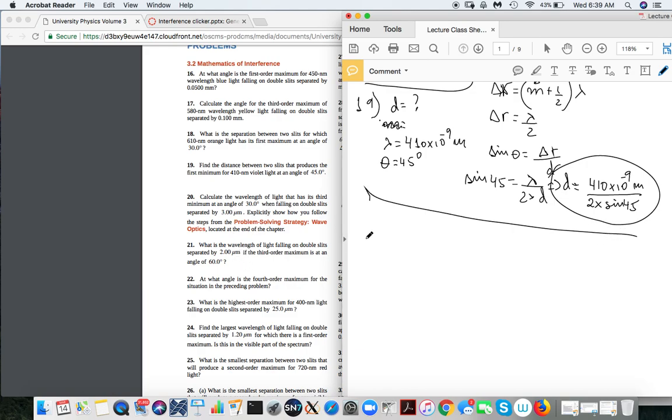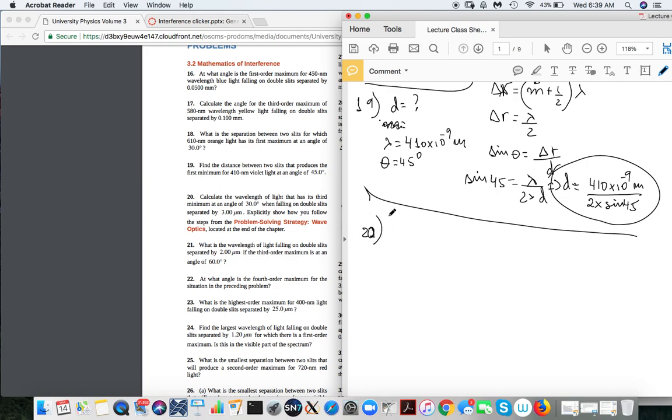How about 21? What is the wavelength? I never know which ones you have solutions. Is it odd or even? No, I don't know. No, let's try 20 instead.